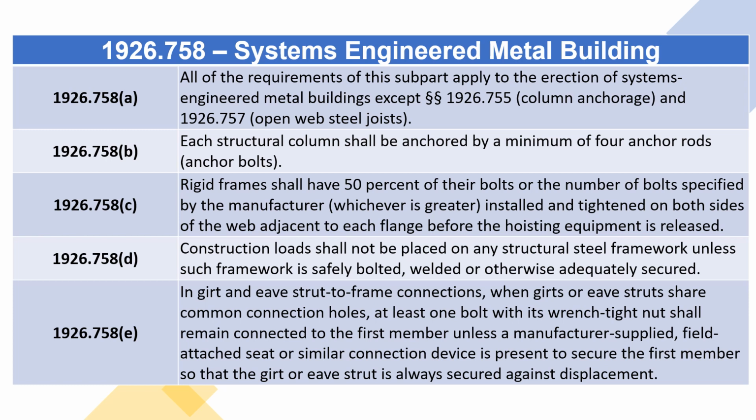1926.758 E. In girt and eave strut-to-frame connections, when girts or eave struts share common connection holes, at least one bolt with its wrench-tight nut shall remain connected to the first member unless a manufacturer-supplied, field-attached seat or similar connection device is present to secure the first member so that the girt or eave strut is always secured against displacement.